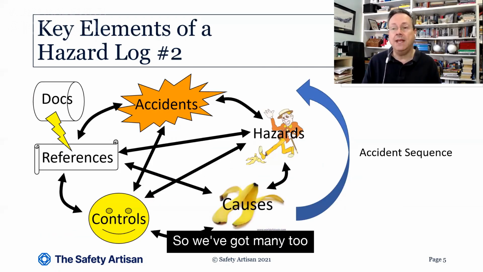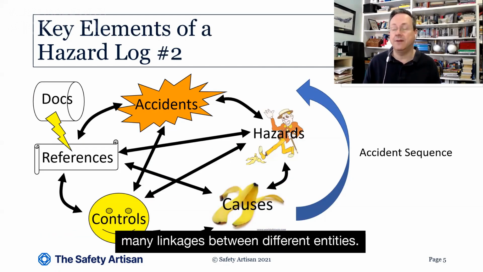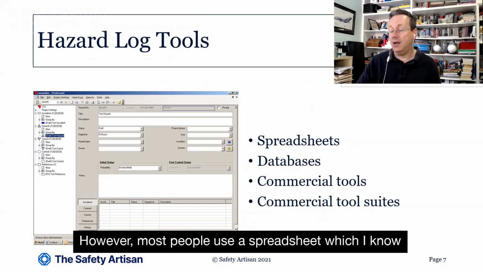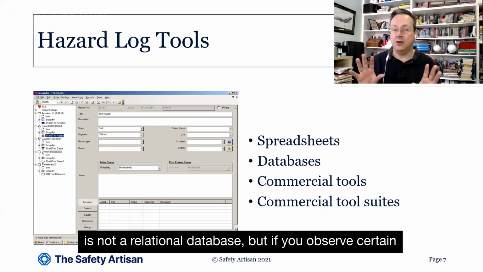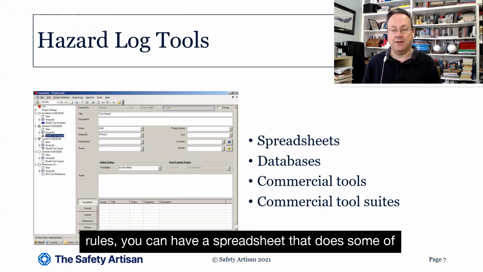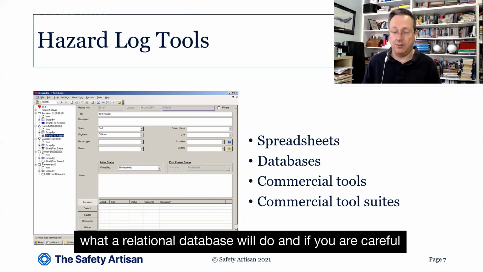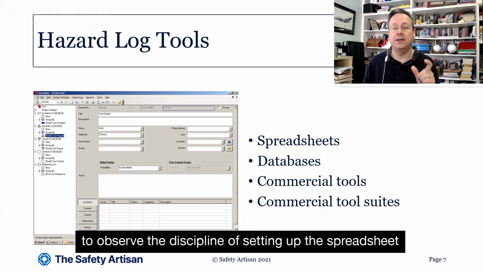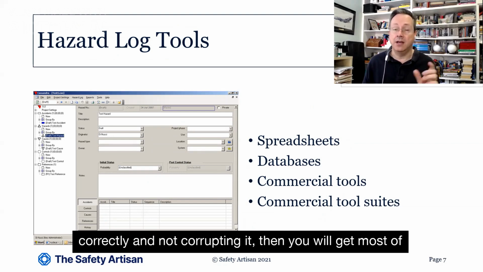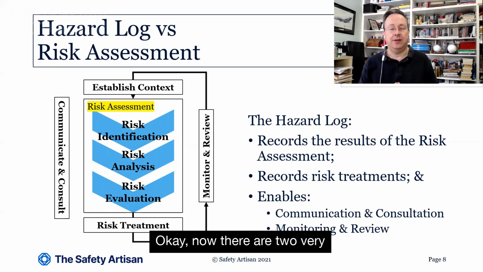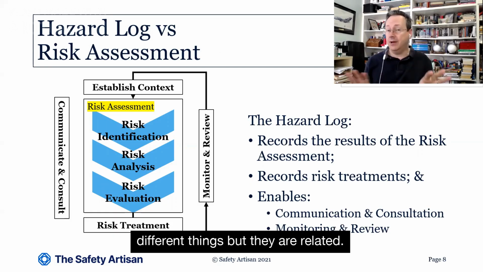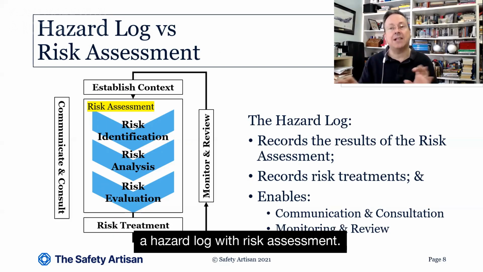So we've got many to many linkages between different entities. However, most people use a spreadsheet, which I know is not a relational database. But if you observe certain rules, you can have a spreadsheet that does some of what a relational database will do. And if you are careful to observe the discipline of setting up the spreadsheet correctly and not corrupting it, then you will get most of the functionality of the database. Okay. Now, they're two very different things, but they are related. So that is the relationship of a hazard log with risk assessment.